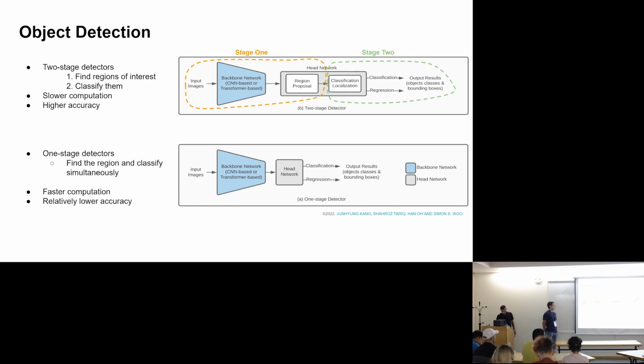Two-stage detectors, compared to one-stage detectors, have a little slower computation, but they have comparatively higher accuracy. But in recent years, both two-stage detectors and one-stage detectors are very comparable, and two-stage detectors started to get faster, and one-stage detectors have more accuracy.